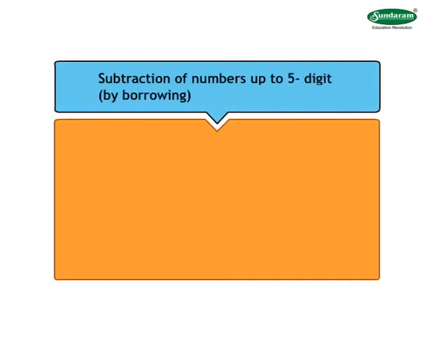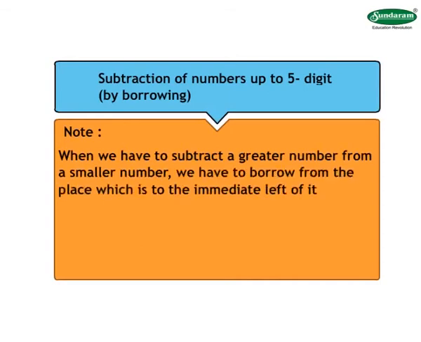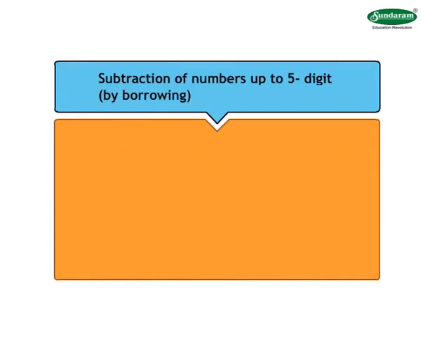Now, let us consider subtraction of numbers up to 5-digit by borrowing. Note, when we have to subtract a greater number from a smaller number, we have to borrow from the place which is to the immediate left of it. Let us take an example. Subtract 2,426 minus 119. Arrange the numbers as shown. As you can notice, while borrowing in subtraction or carrying over in addition, we have to draw an extra row at top.